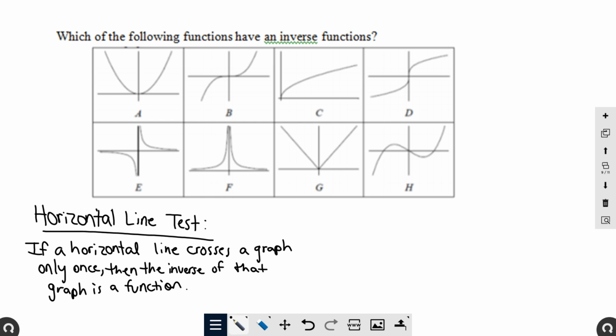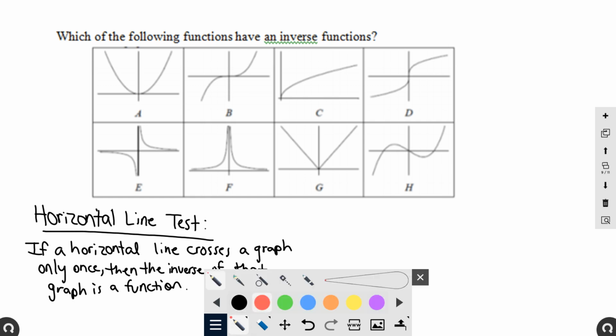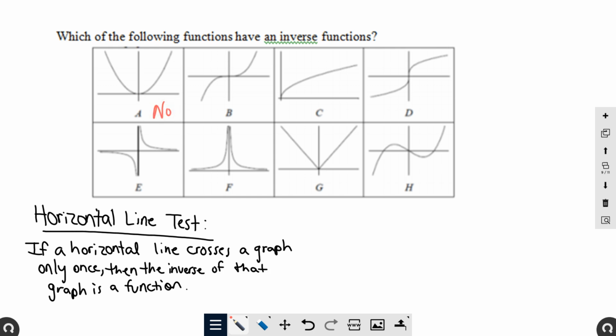So it's similar to our vertical line test. The vertical line test says, is that graph a function or not? The horizontal line test says, is the inverse a function or not? So would this one pass the horizontal line test? No. So the inverse is not a function. What about this one? Yes. It looks like it gets real close in the middle, but it actually doesn't. What about this one?